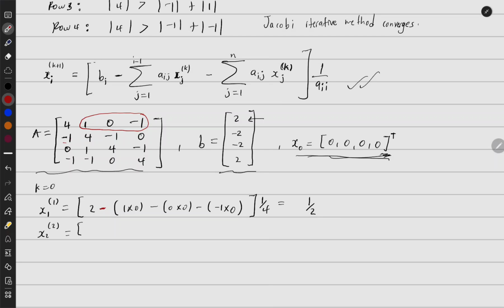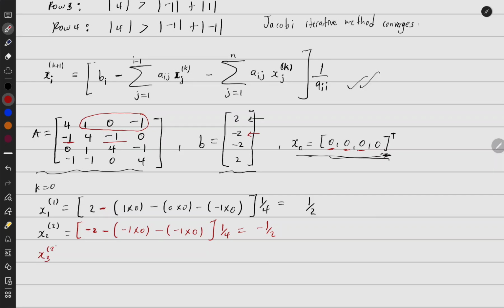So now I take this and that. This b2 is negative 2, so this is negative 2 minus 2 times 0, minus negative 1 times 0. These entries you get corresponding to the column. This is also 1 over 4, so we get negative 1/4.